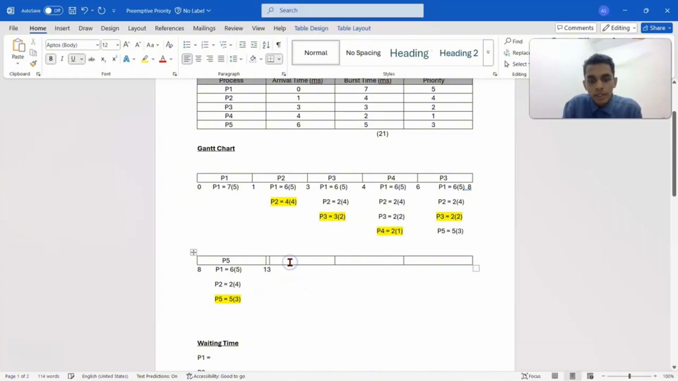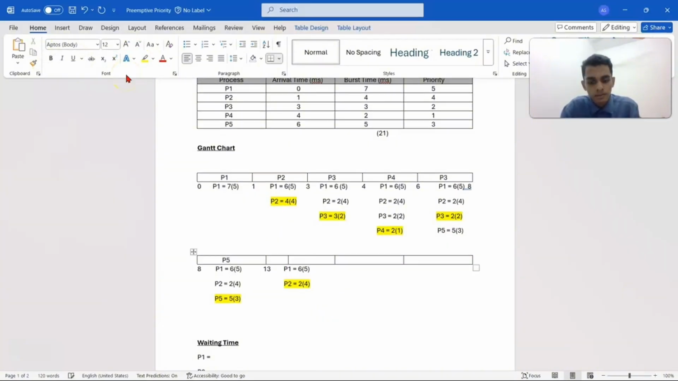And after that, we can begin our execution for the next process based on our current ready queue. Only P2 and P1 are left. And now P2 will be executed because it has a higher priority than P1. And P2 will be executed for 2 milliseconds, which is the balance it has after running from 1 millisecond to 3 milliseconds. And it will end at 15 milliseconds.